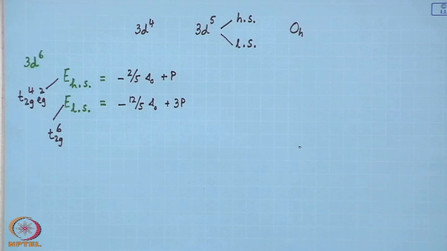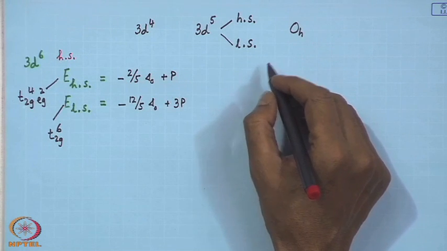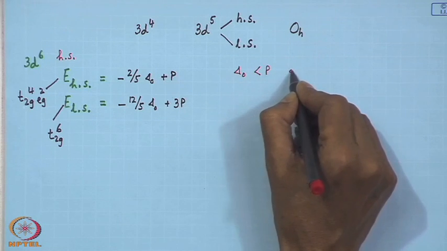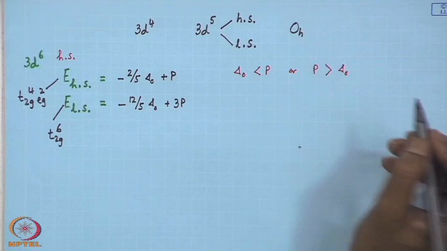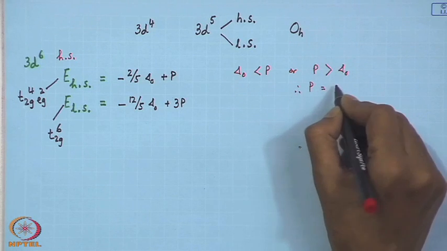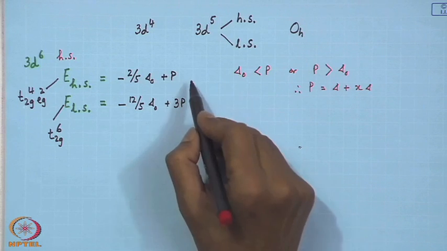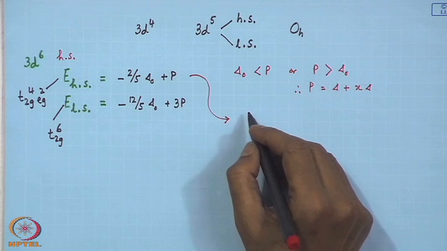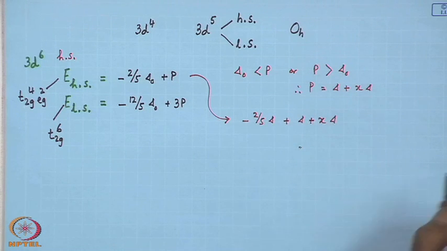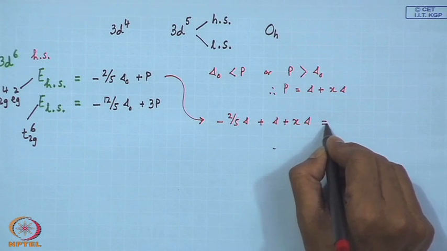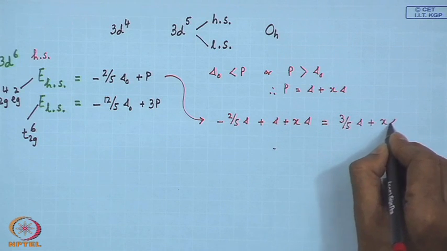So, in this particular situation, if we consider 3d6 with a high spin configuration, in the high spin configuration we know that delta O is less than P, or P is greater than delta O. Since P is greater than delta, we can consider P equal to delta plus x delta. If we put these values in, in case of the high spin, the energy would be 2/5 delta plus x delta, which will be equal to 3/5 delta plus x delta.